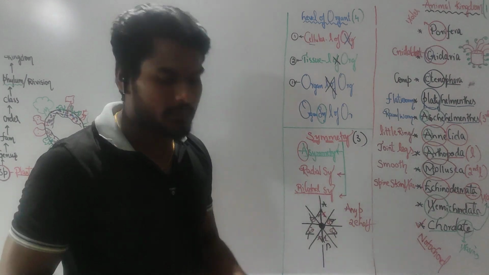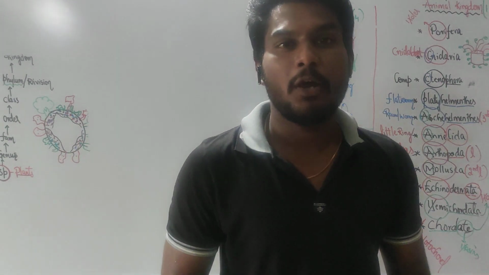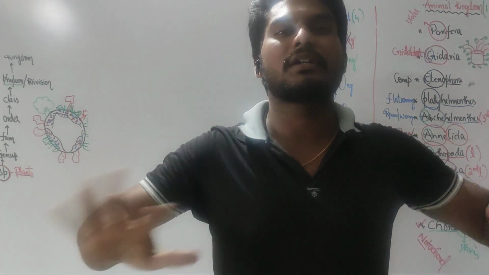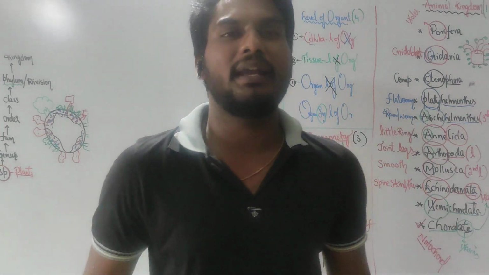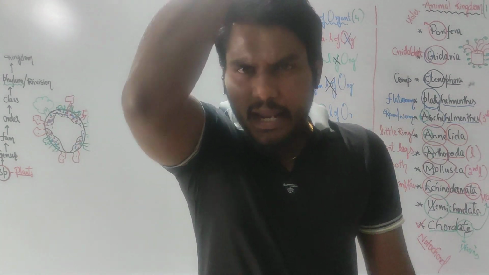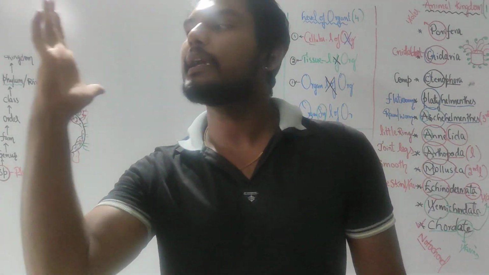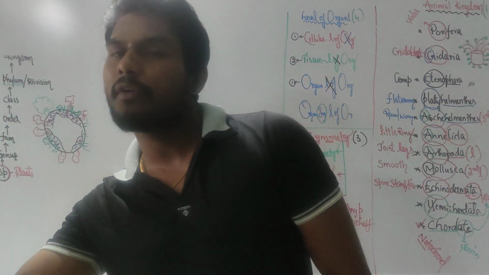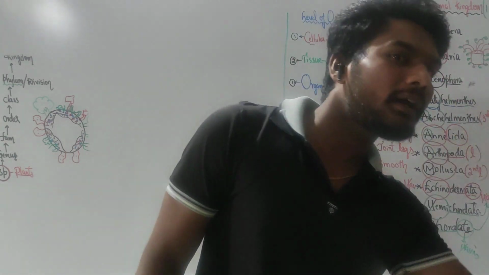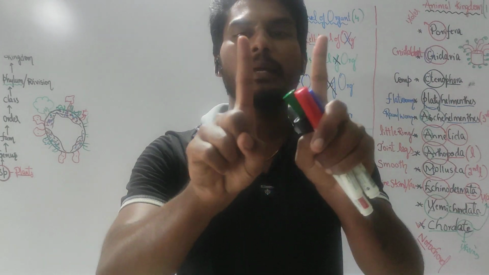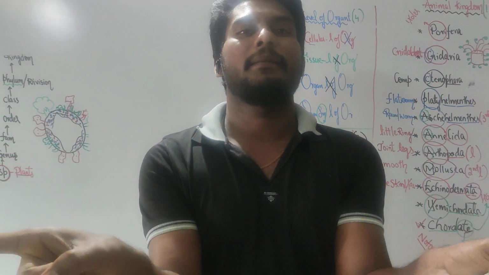What is the third type of symmetry? Bilateral symmetry. What is the meaning of bi? Two. Lateral means side. For example, human beings show bilateral symmetry. If you cut the animal, me, from anterior to posterior, my right side body part falls to the right side and left side body part falls to the left side. Two sides, my body is equally dividing.